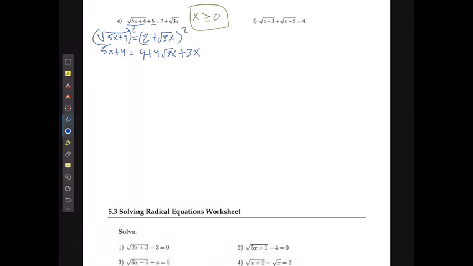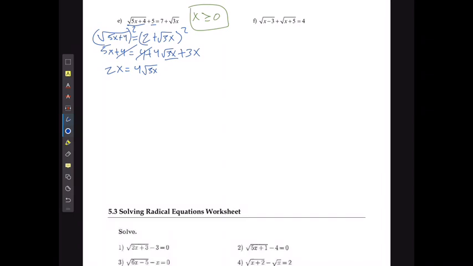Now I still have a radical in here, which means I need to isolate it, so I'm going to move everything else to the left hand side. I'm going to subtract 4 from both sides. Well, that's going to cancel out my 4's, and I'm going to subtract the 3x from both sides and say that 2x is equal to 4 root 3x.